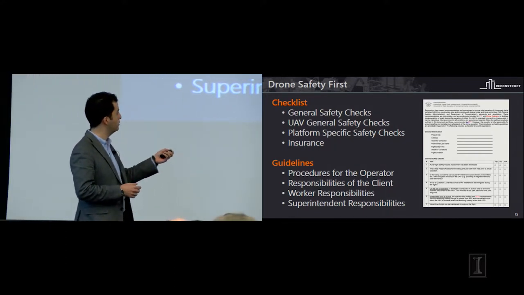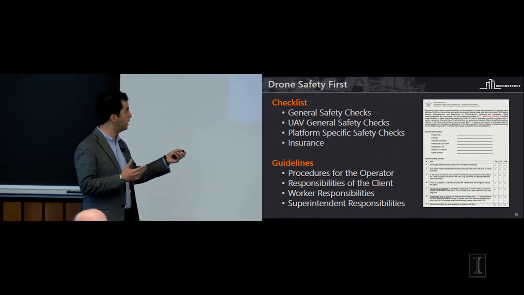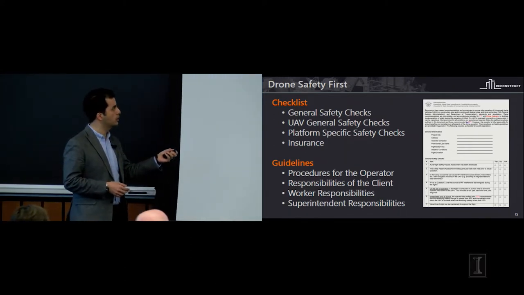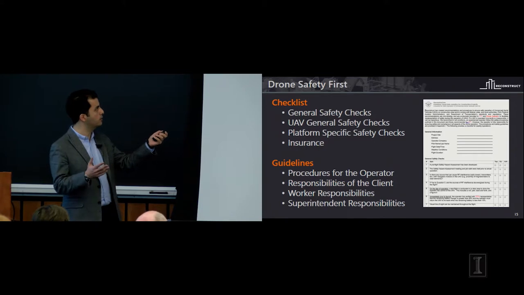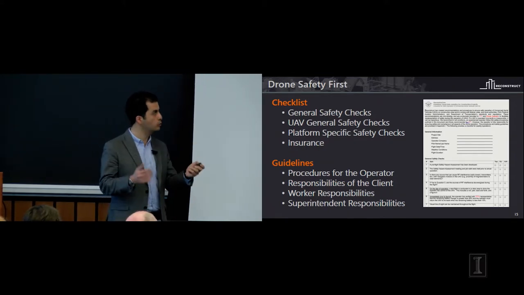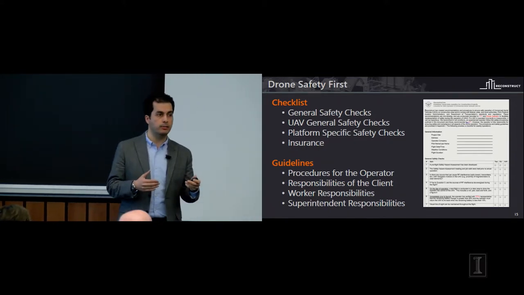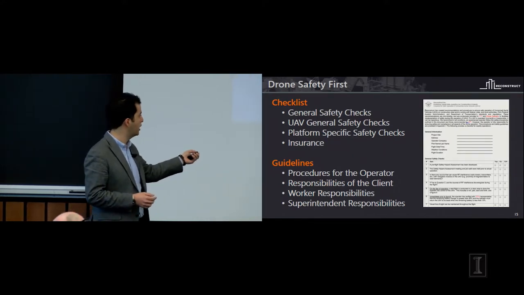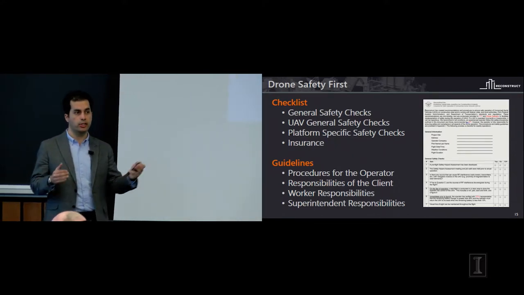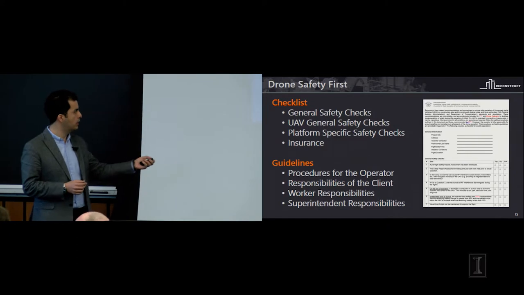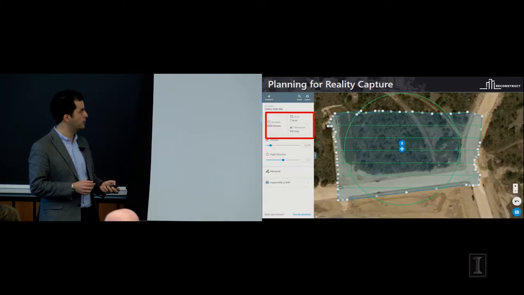These are checklists that we provide people that are on the job site, so they're all being informed that the drone is being operated. So there are elements of safety, procedures for the person who operates the drone, what is the responsibility of the client, the owner of that job site, what are the responsibilities of the workers when they see the drone operating around, and also the superintendents that we have on the job site.